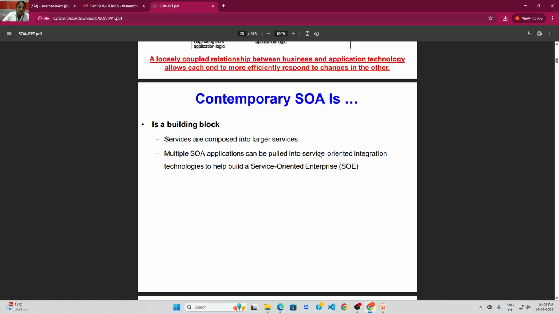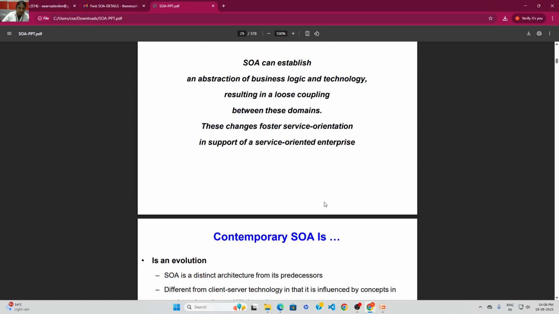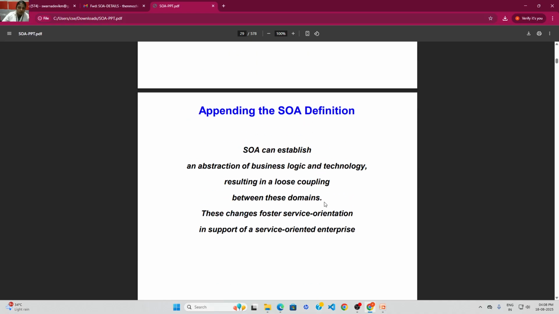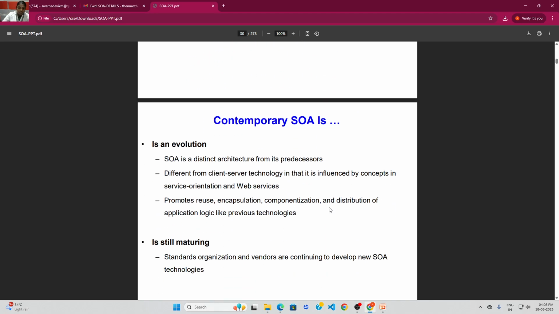And next one, why are we using a building block in contemporary SOA? It has large services. It will be managed by using the SOA application. Multiple functions are allowed by using the building block, and we can run the SOA application. And next, why are you using it for the SOA definition? It will establish the abstraction of business logic, give results to loose coupling, and give some changes for service-oriented functions.